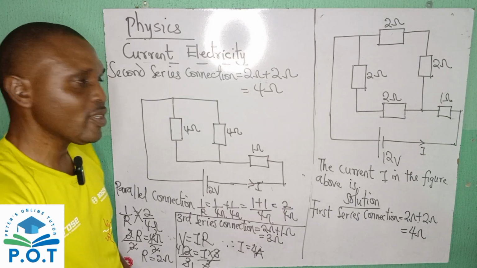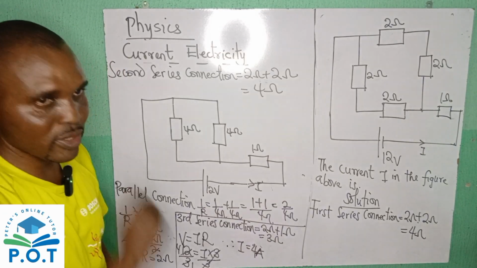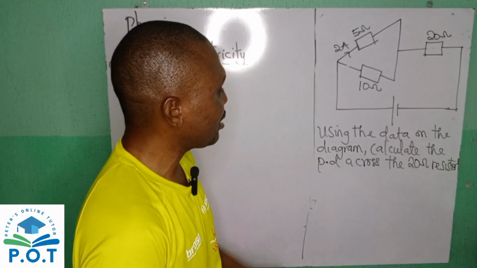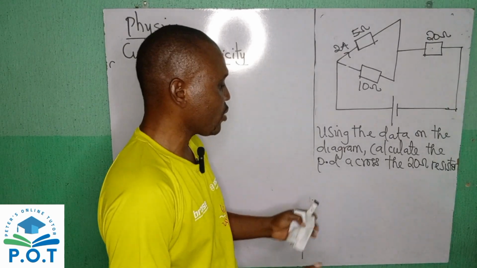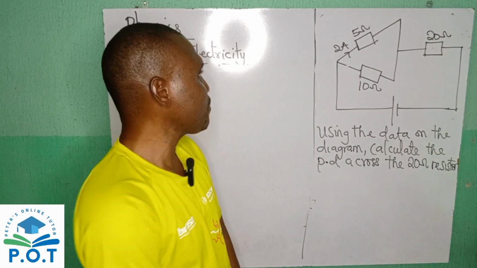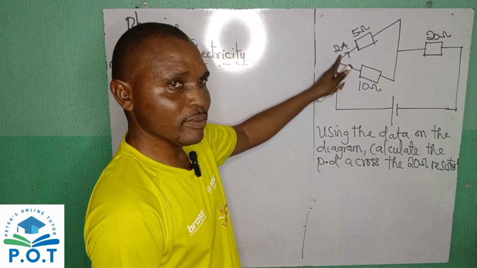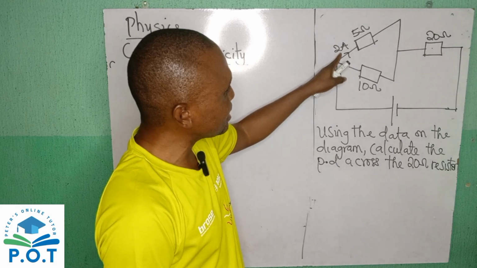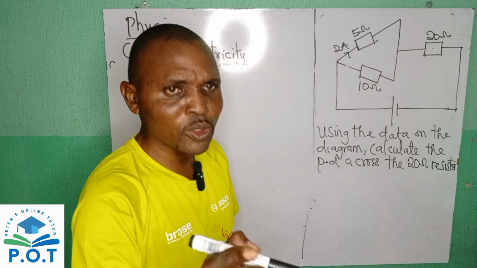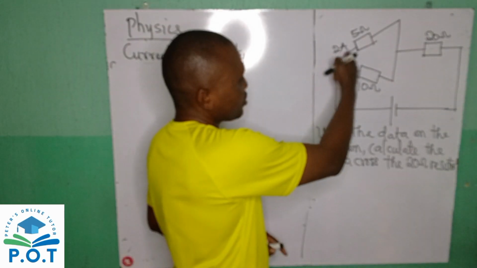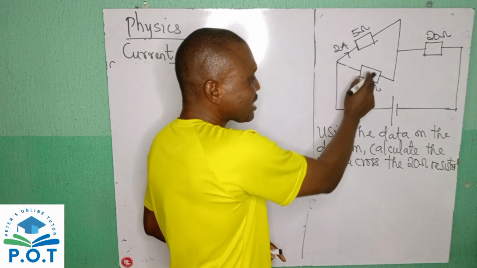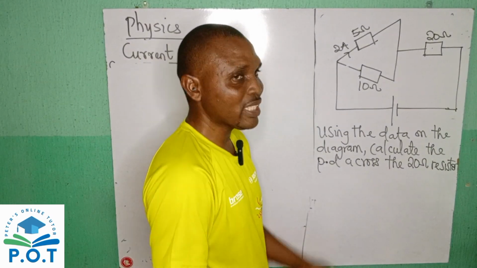All right, now let us take a look at the second question. Look at this question. You have a diagram like this, and they said using the data on the diagram, calculate the PD across the 20 ohm resistor. So how do we solve this kind of question? Now, we are given 2 ampere. It shows that this resistor and this particular resistor are not in series, they're in parallel. Do you know why? Because they gave us 2 amperes, which means that this 2 ampere is the current across these 5 ohms, but it is not the current across these 10 ohms. So that means they are what?